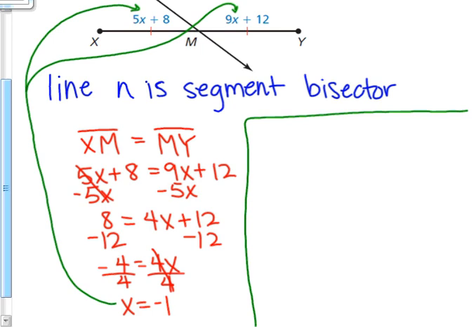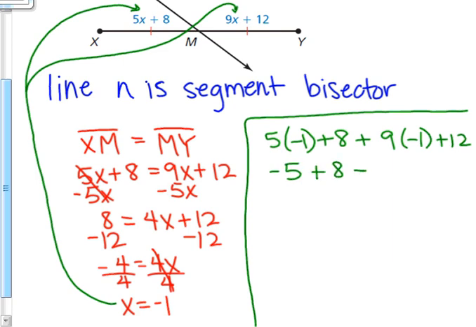So I'm actually going to take 5 times negative 1 plus 8, and I'm going to actually add together both my segments. So then I'm going to add my 9 times negative 1 plus 12. I just substituted my negative 1 in for x, and I'm adding both those segments together to get the entire distance. So I have negative 5 plus 8 plus negative 9 plus 12.